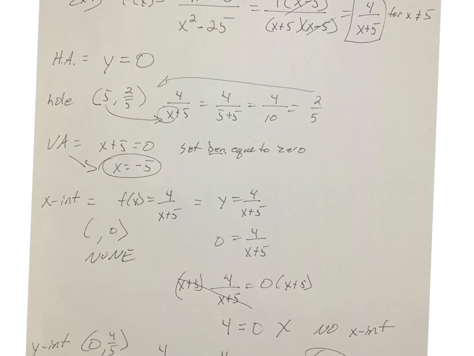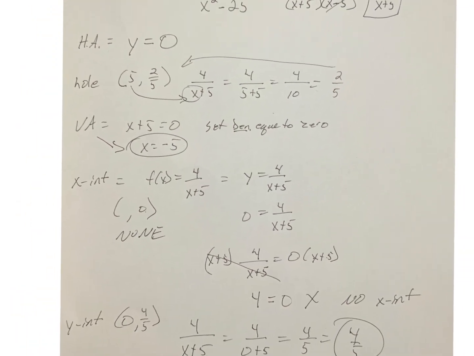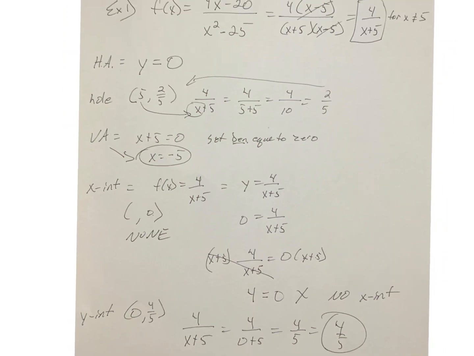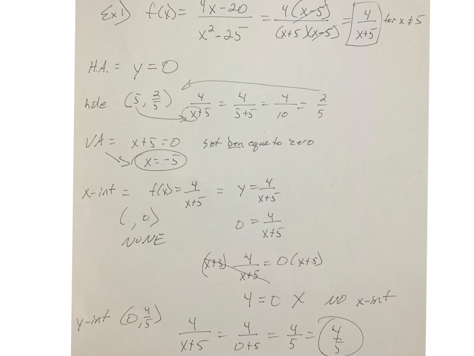Now, when we look at the vertical asymptote, the vertical asymptote is when we just set the denominator equal to 0. And remember, what we're using is 4 over x plus 5.